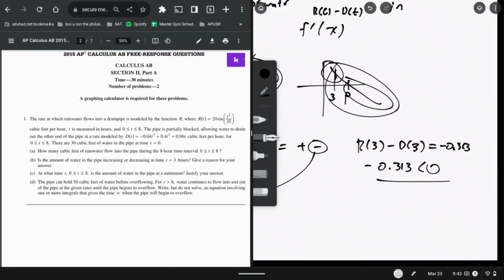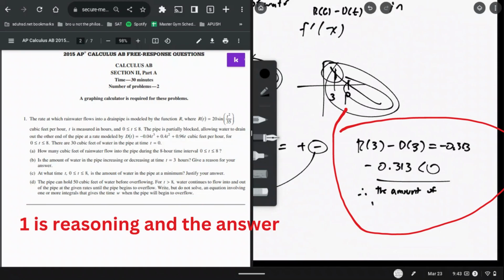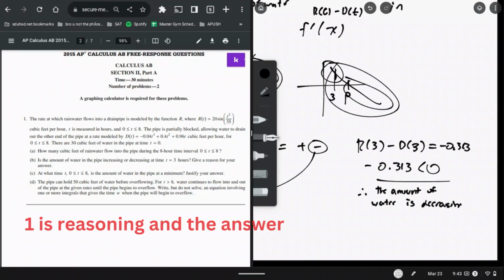therefore the amount of water is decreasing.